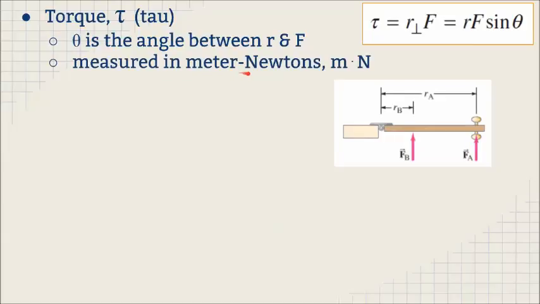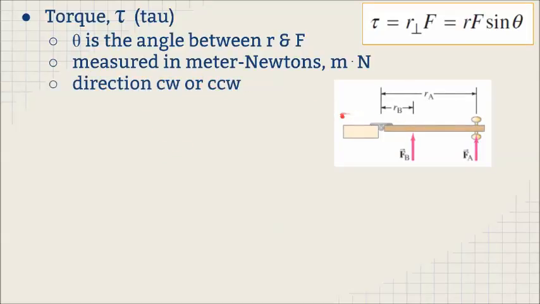The strange thing about torque is that it's measured in a unit called meter newtons, because radius is measured in meters and force is measured in newtons. The sine of an angle doesn't have a unit, so we call it meter newtons. There's no shortcut for that. It's common in the metric system to call it meter newtons. In the English system, it would be foot pounds, and you could talk to any mechanic about torque and the unit of foot pounds, and they would know what you're talking about.